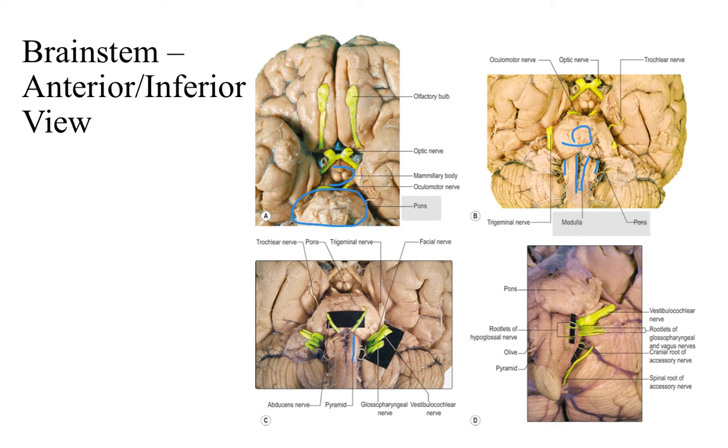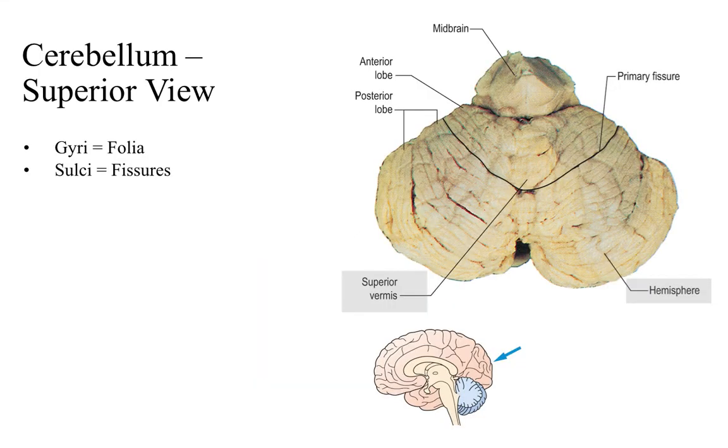Another view of the pyramids, and you can see the decussations happening. And then finally over here we see another view, the olive and pyramids, and within there that crossing over is going to be occurring.